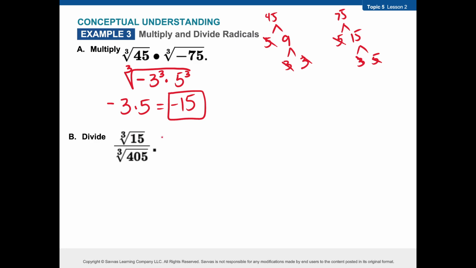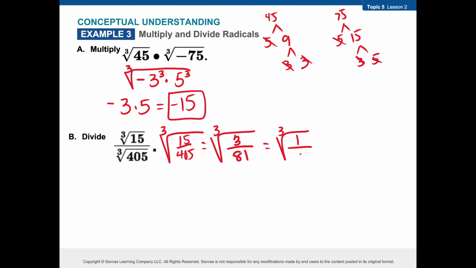Next, when you have the same root, you can make one big fraction and see if you're able to reduce the fraction. We can go by 5 first. 15 divided by 5 is 3. And 405 divided by 5 is 81. Then I notice that 3 and 81 can also be reduced. 3 goes into itself once, and into 81 27 times.